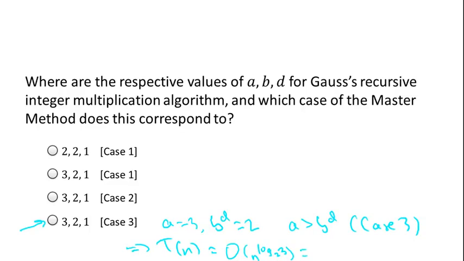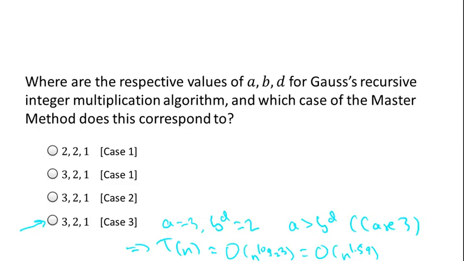So what is log base 2 of 3? Well, plug it in your computer or your calculator, and you'll find that it's roughly 1.59. So we get a running time of n to the 1.59, which is certainly better than n squared. It's not as fast as n log n, not as fast as the merge sort recurrence, which makes only 2 recursive calls, but it's quite a bit better than quadratic.